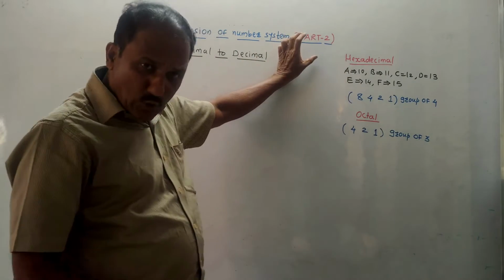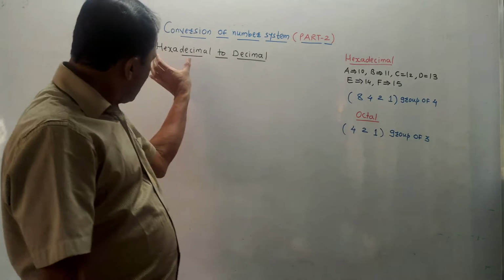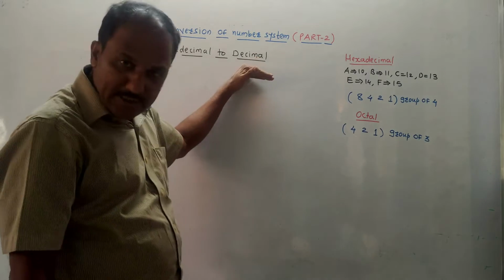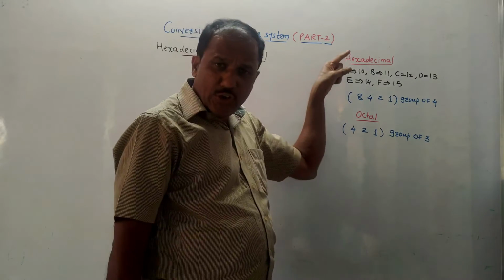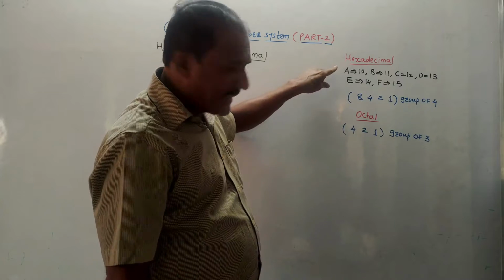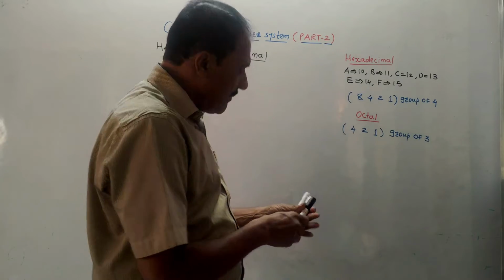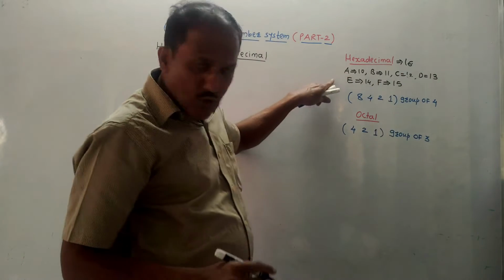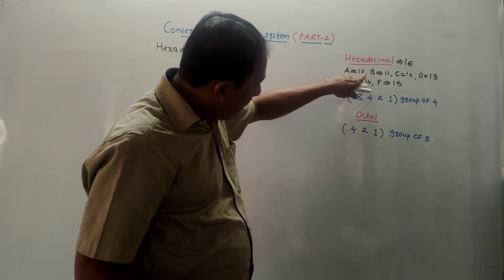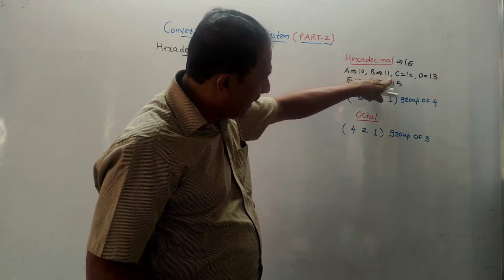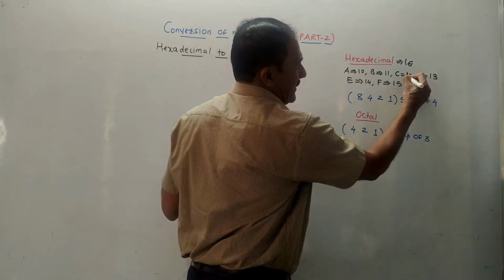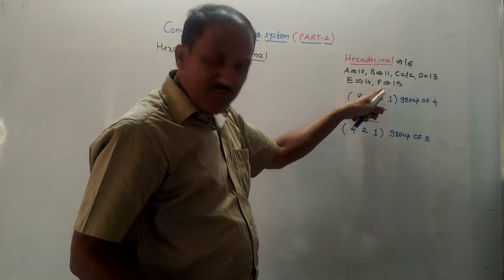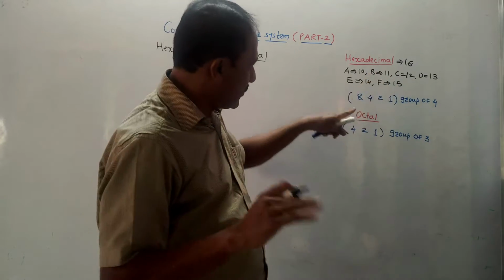Now, as far as this part 2 is concerned, first we'll discuss how to convert a hexadecimal number into the decimal number system. Before that, you need to memorize some basic things. Hexadecimal means, do remember, hexa means 16. So 0 to 9 numbers are used, and for 10 the letter A is used, for 11 letter B, for 12 letter C, for 13 letter D, 14 E, and for 15 letter F is used. Numbers 10, 11 are not used.